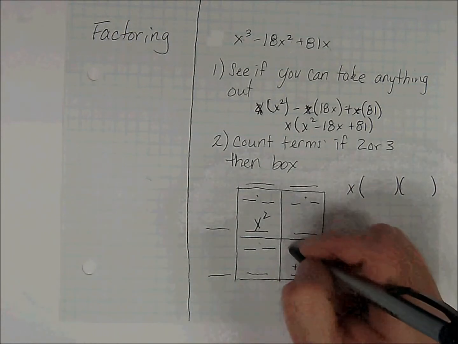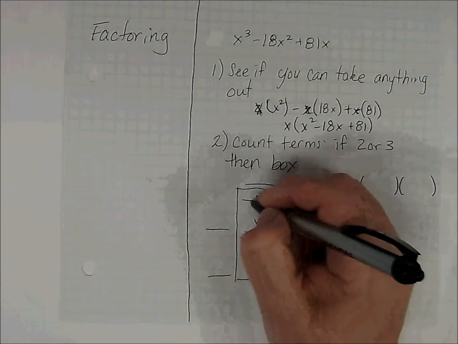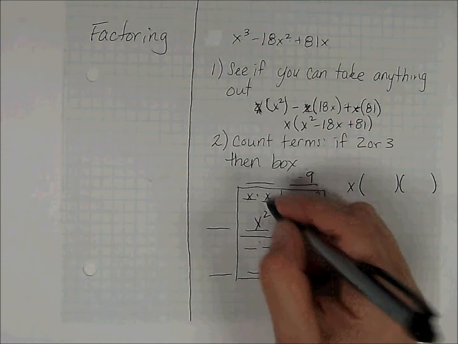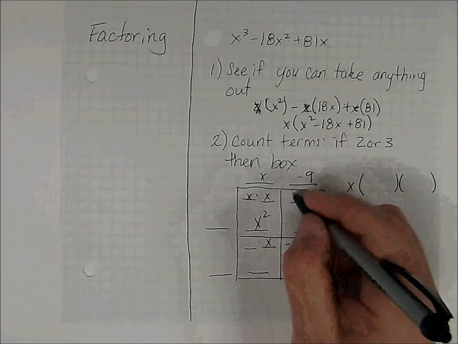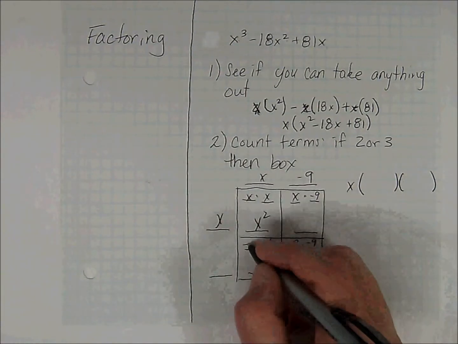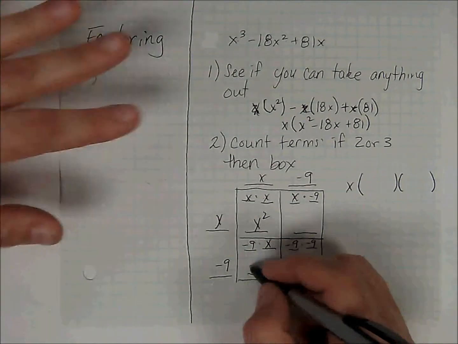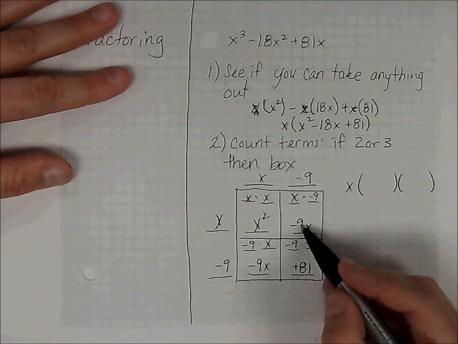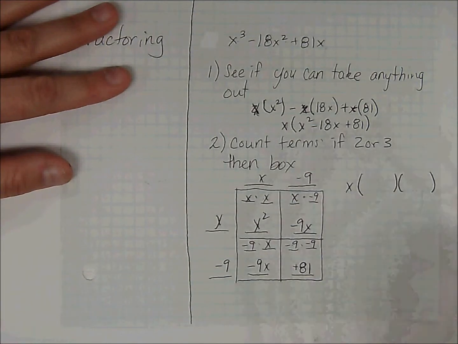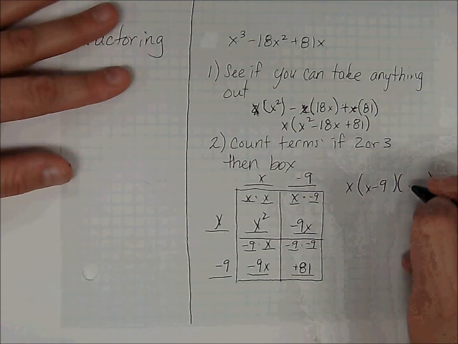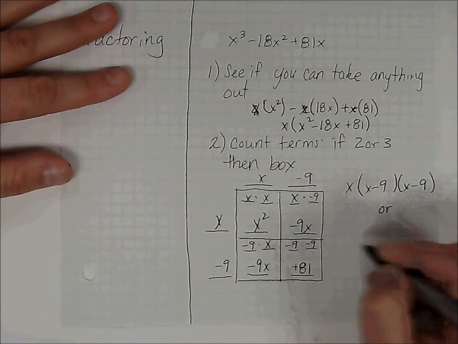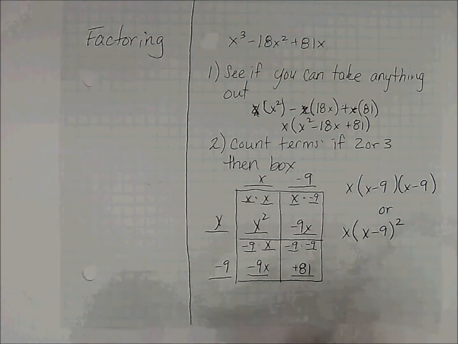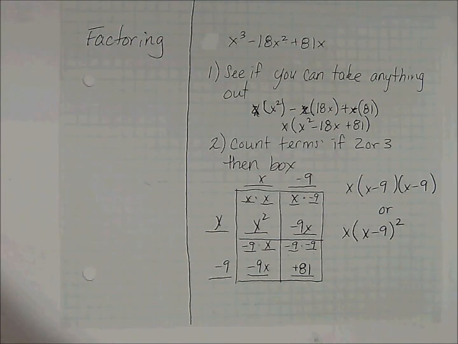How about negative 9 and negative 9? So negative 9, x, and negative 9. So this is negative 9x and negative 9x. They're the same, so you add them together and I get negative 18. So I get x minus 9, or x times x minus 9 squared. Your book will use both forms. I will accept either one to be correct.